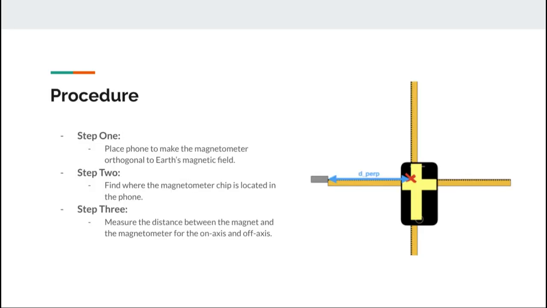Then for the procedure, step 1, we place the phone to make the magnetometer orthogonal to Earth's magnetic field, just getting it in line. Step 2, find where the magnetometer chip is located in the phone. In the example, it's marked by the red X. Step 3, measure the distance between the magnet and the magnetometer for the on-axis and off-axis.